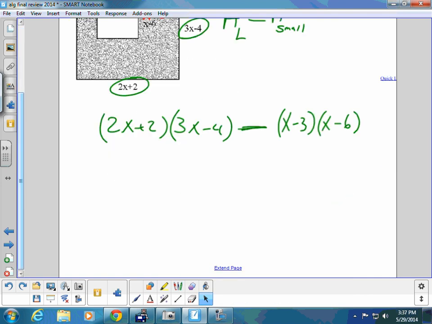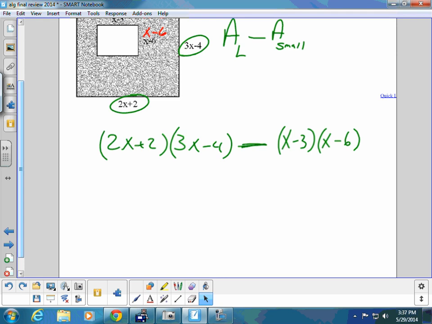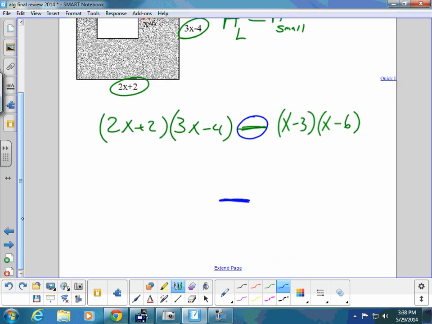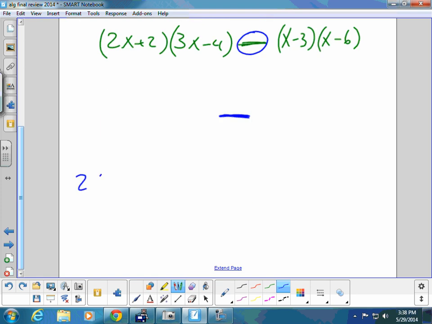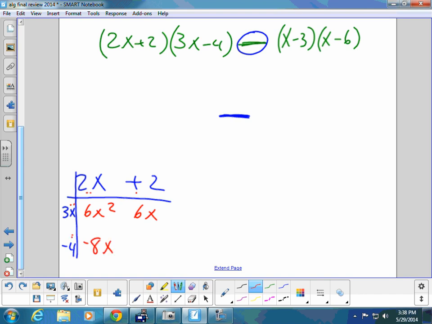Now, to do this question, you could use FOIL or the box method. I'll do box method on one and FOIL on the other. But I got to remember to subtract the two answers. So if I do box method on this one, 2x plus 2 times 3x minus 4, I'm going to get 6x squared, 6x, negative 8x, and negative 8.